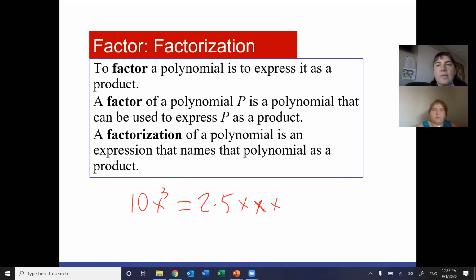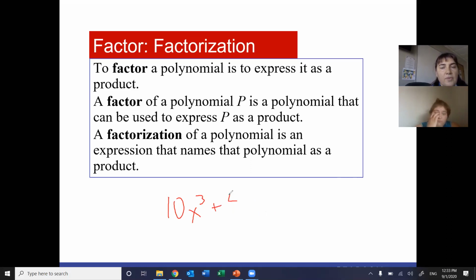So let's see how we can do this if we have a polynomial. Let's say 10x cubed plus 5x squared. I want to factor this. Do you have any suggestions, Carissa, how we can factor this, make it into multiplication? So what can we factor out here? Look at the numbers. Which number can you factor out? 5. Okay, how about the x's? How many x's can you factor out? x squared. Perfect. Here we go.